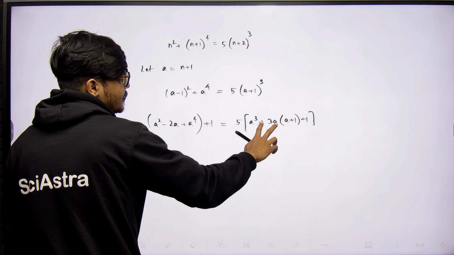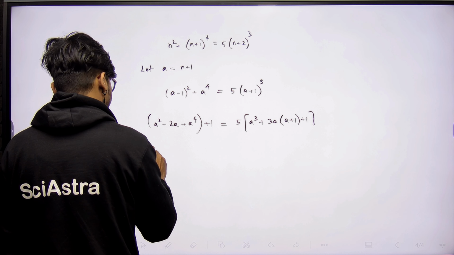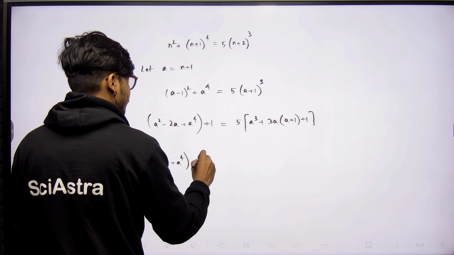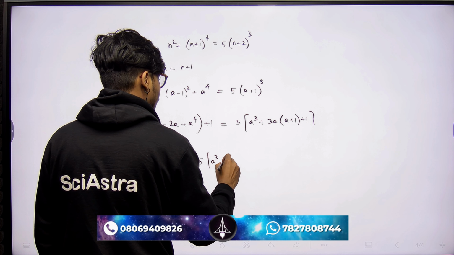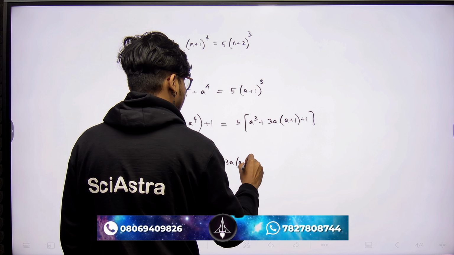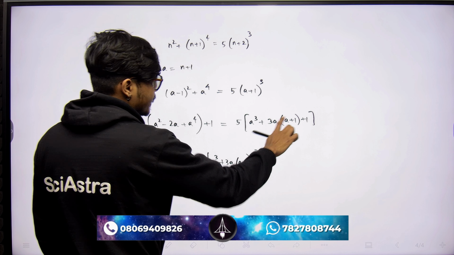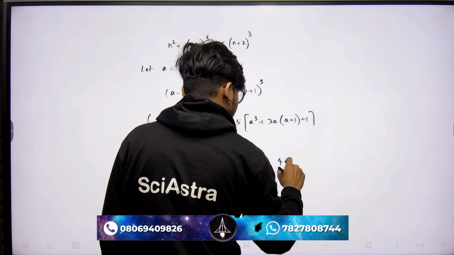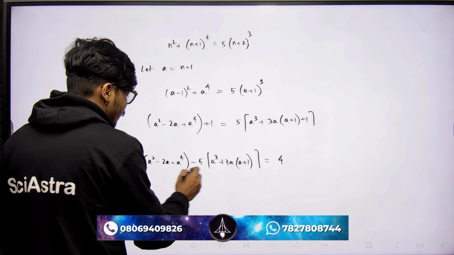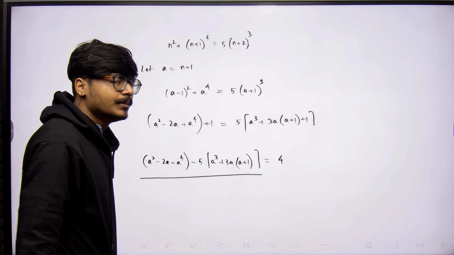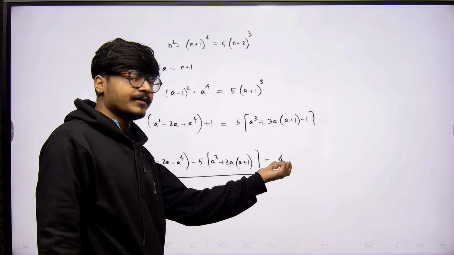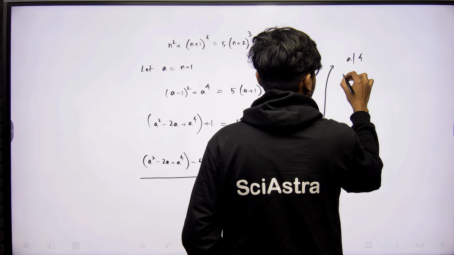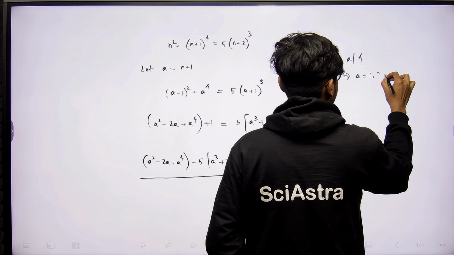So bringing all the terms that involve a to the left hand side, we get a² − 2a + a⁴ − 5(a³ + 3a(a + 1)) equal to, so you get a 5 from here, and if you send this 1 to the right hand side, that will become a 4. If you look at every term on the left hand side, it's divisible by a, right? So naturally a has to divide the right hand side, which is 4. So from here you get that a has to divide 4, which gives you only 4 possibilities.